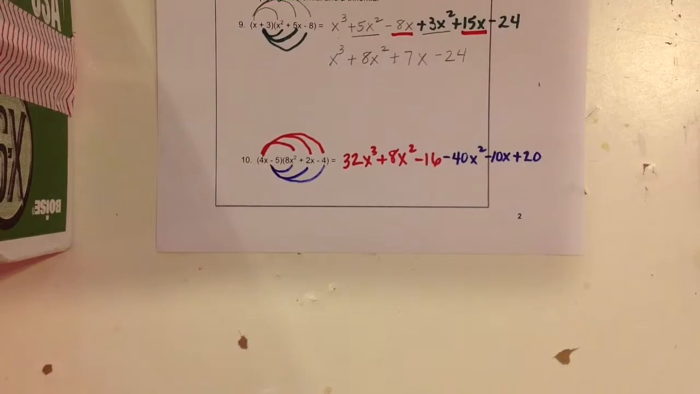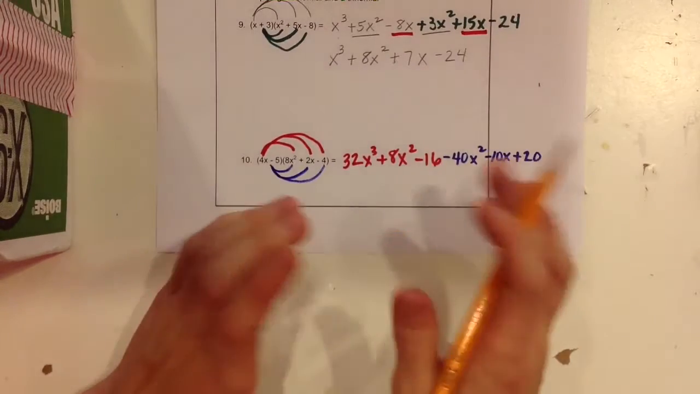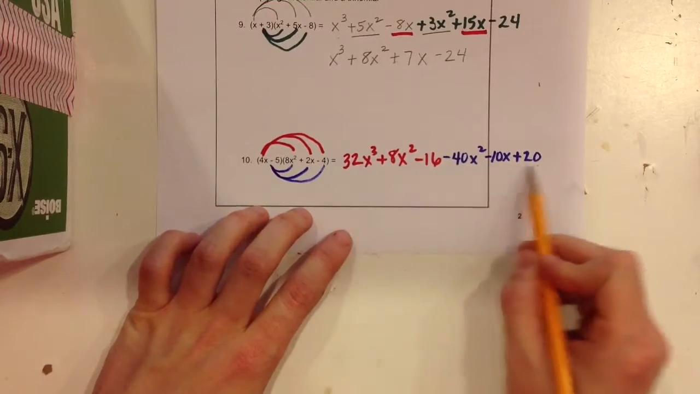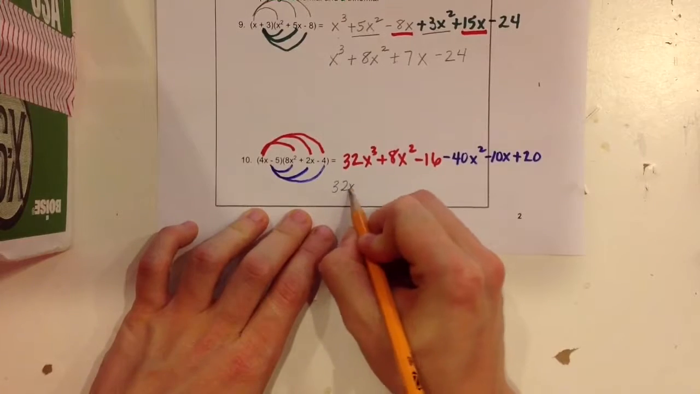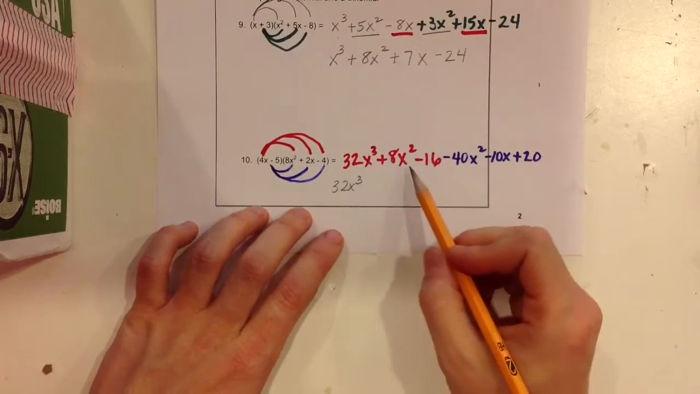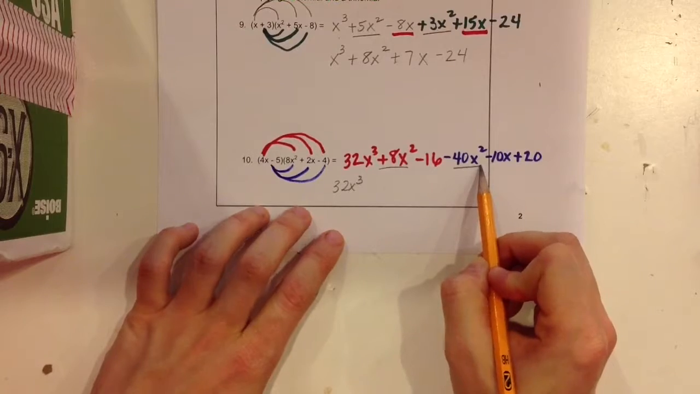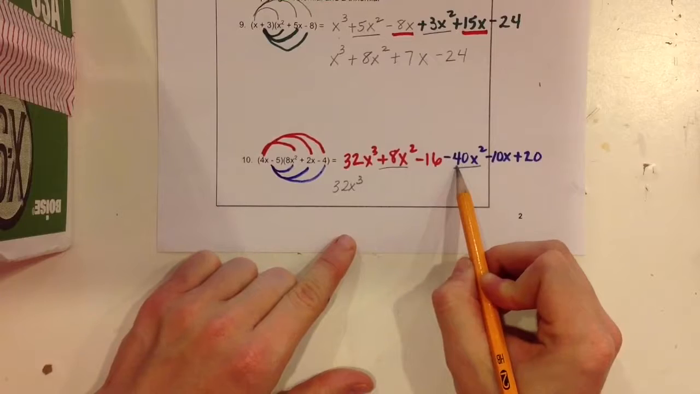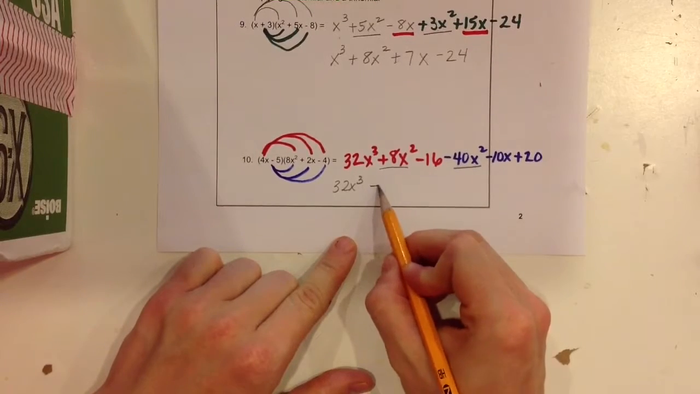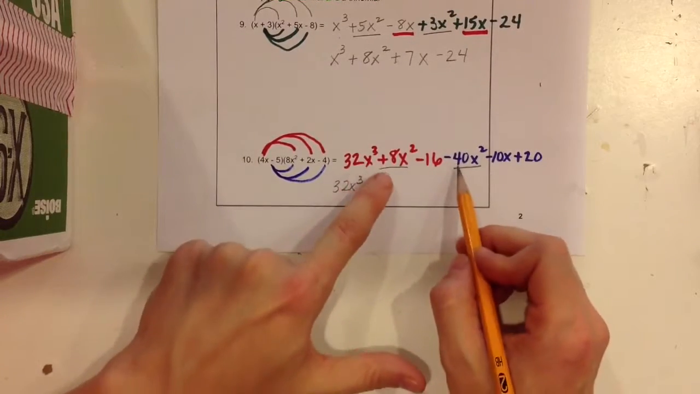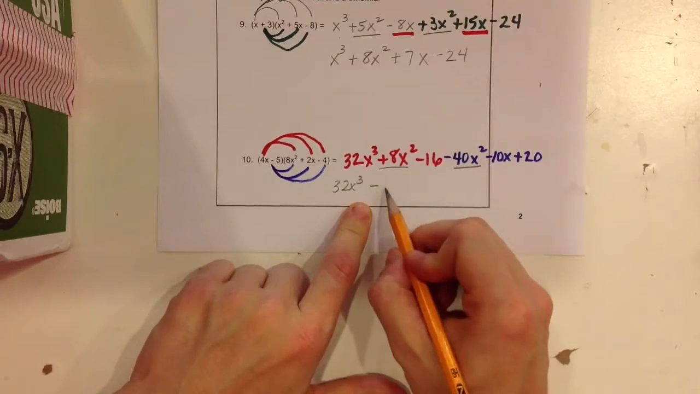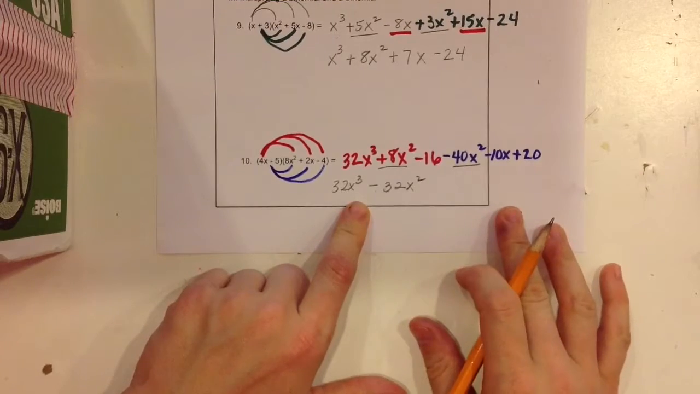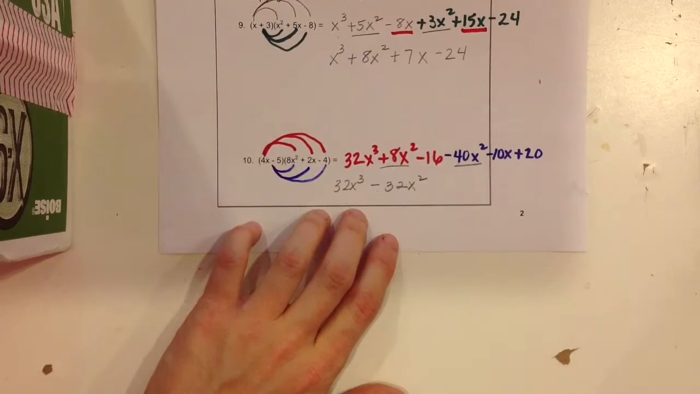And now I want to combine my like terms. Now again, you don't have just 2 middle terms, so you're going to have to look throughout. So I don't have an x cubed any other place, so that 32x cubed just comes into my answer. I do have x squares on both, so I have a positive 8x squared and a negative 40x squared. So I'm going to subtract because of the different signs. The bigger number is negative, so my answer is going to be a negative 32x squared.